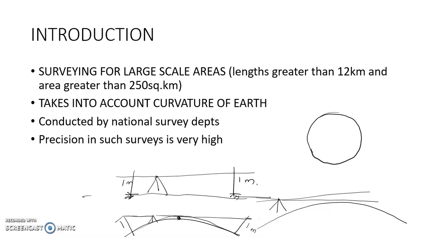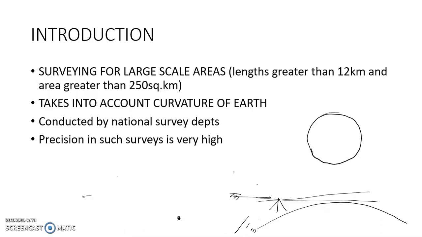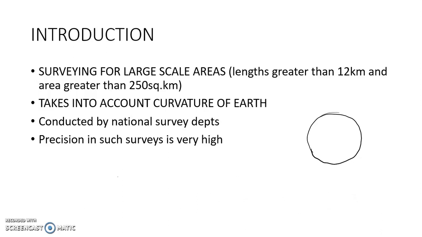Obviously, they will not arise when you are doing your practicals, or when you are doing a survey for a small area. They will arise when you are doing a survey for large areas. When we are performing surveying operations on areas greater than 250 square kilometers or 12 kilometers in length, that is, a route survey where the distance between the two points is more than 12 kilometers, or an area survey where the area is more than 250 square kilometers, then you will have to take into account the curvature of Earth, which we are going to study in this chapter.